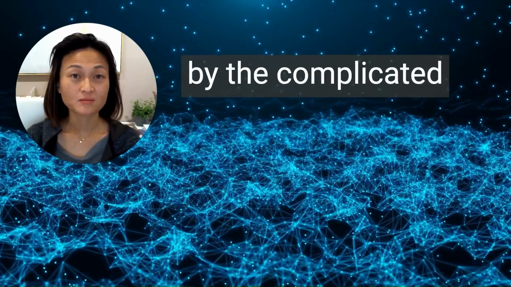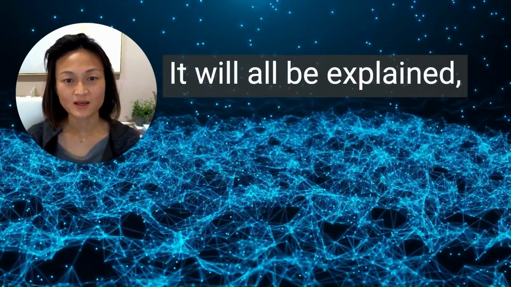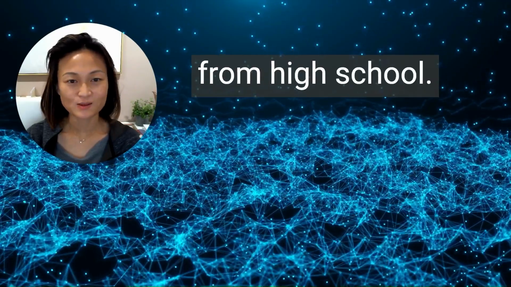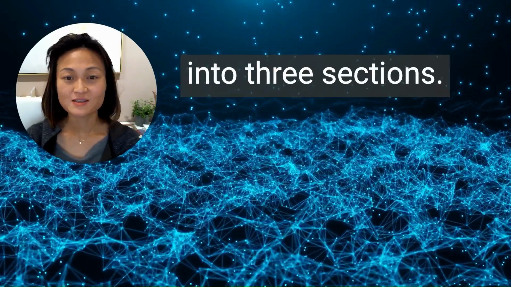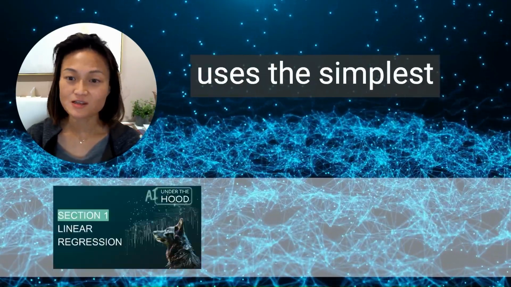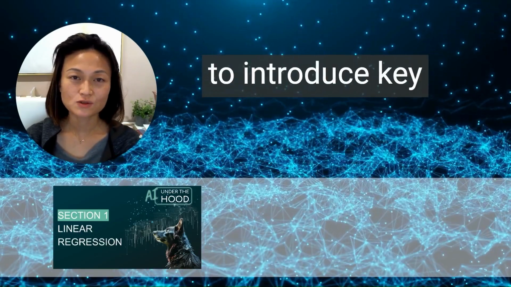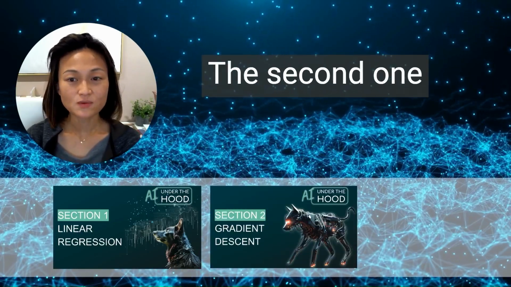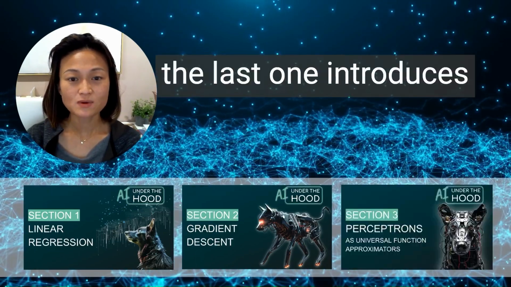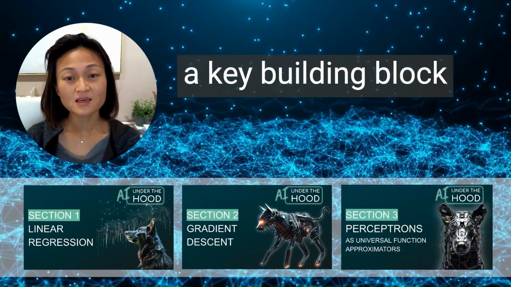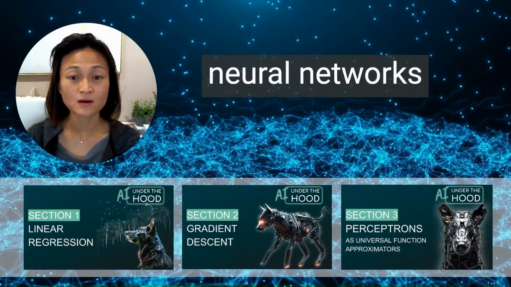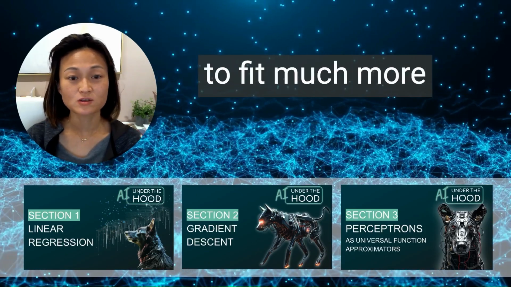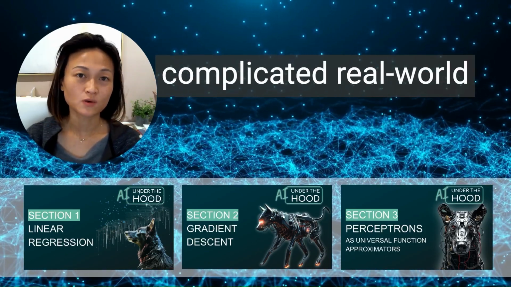Don't be put off by the complicated looking math. It will all be explained assuming that you remember nothing from high school. This video is divided into 3 sections. The first one uses the simplest of examples from high school math to introduce key machine learning concepts. The second one explains gradient descent, and the last one introduces perceptrons, a key building block of modern-day neural networks, and how these can be pieced together to fit much more complicated real-world datasets.